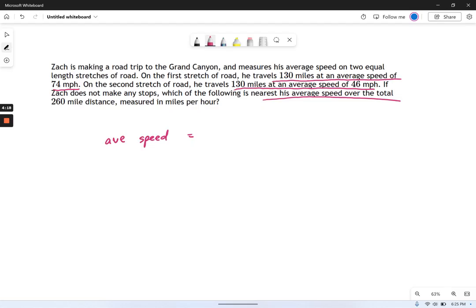If you've taken physics, you might recognize this. You just do distance over time. All right? So what we need to do is figure out what was the total distance. That's given to us, right? That's simply 260 miles. And we need to divide that by the total time. The total time was not given to us. We're going to have to figure that out.